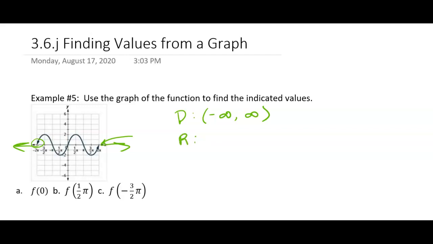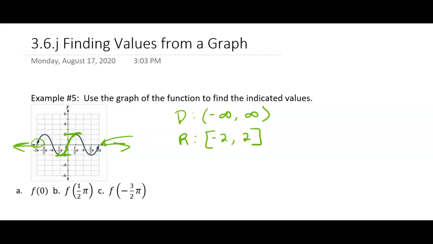Well, the domain is left to right, and the range is bottom to top. So the range goes from this value here, which looks to be -2, up to +2. And this would be in interval notation because there are values all the way in between. There are outputs all the way in between -2 and 2, including -2 and 2. So you would write the range like that.